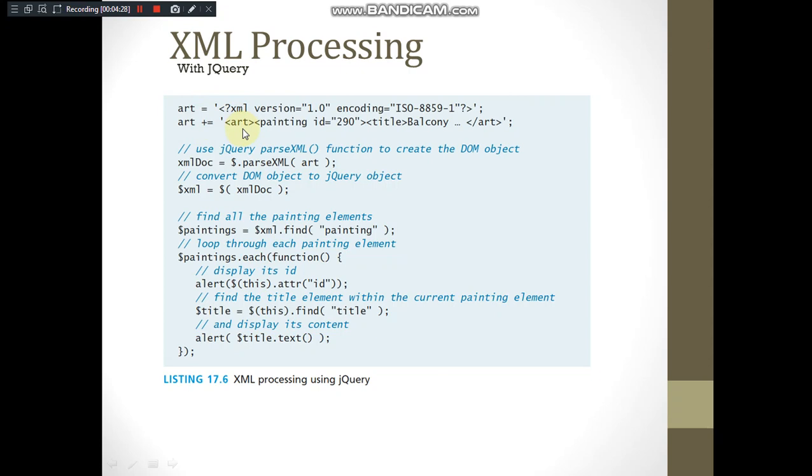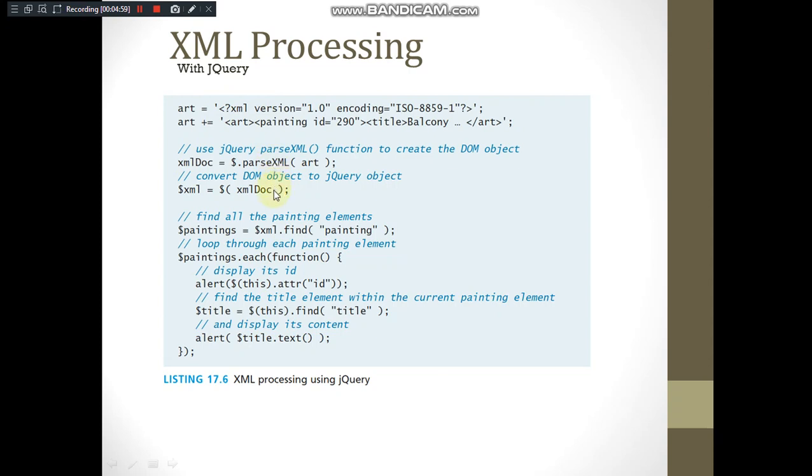What this entire art tag of XML is added to art here. Then using jQuery, we are making use of the parseXML function to create the DOM object. So this is how we are doing xmlDoc equal to $.parseXML, with the root node passed here. Then we have to convert this DOM object to the jQuery object. That is done through $xml equal to $(xmlDoc), which is the DOM object created through parseXML.